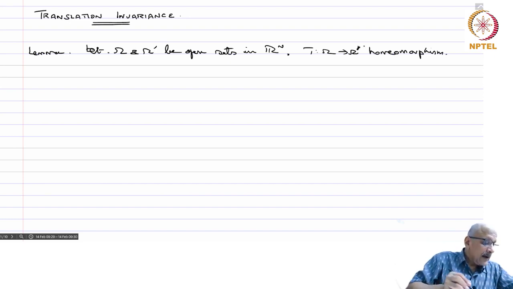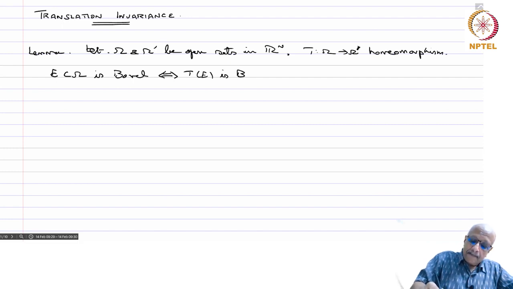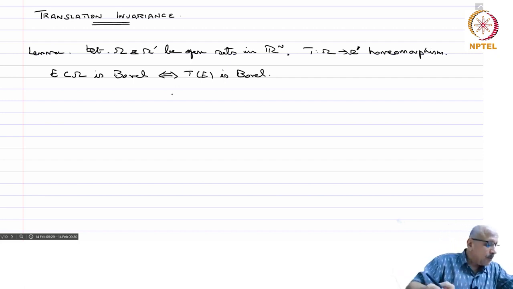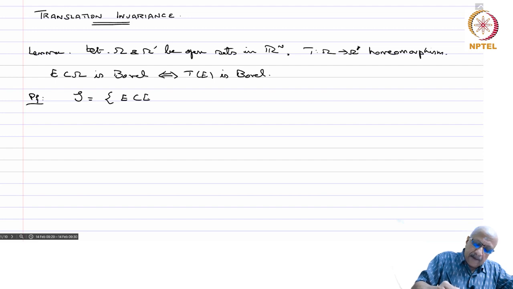Okay, and E contained in omega is Borel, that means it belongs to the Borel sigma algebra, if and only if T(E) is Borel. So Borel sets get mapped to Borel sets and nothing else can get mapped to Borel sets. Okay, so proof. We set S equals the set of all E contained in omega such that T(E) is a Borel set.